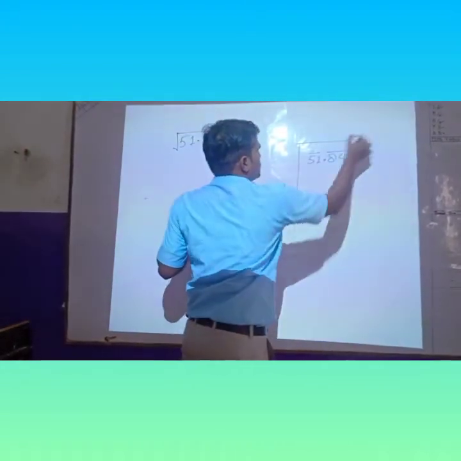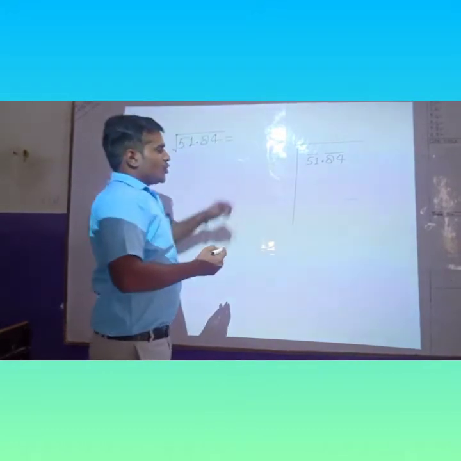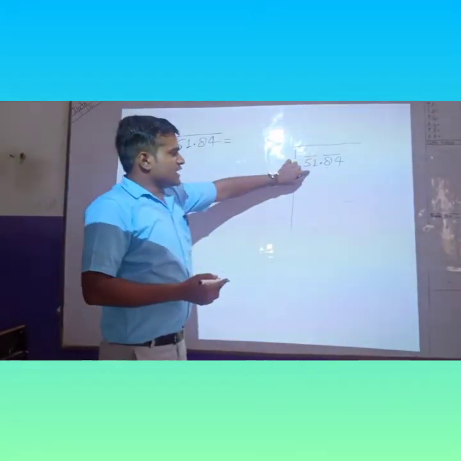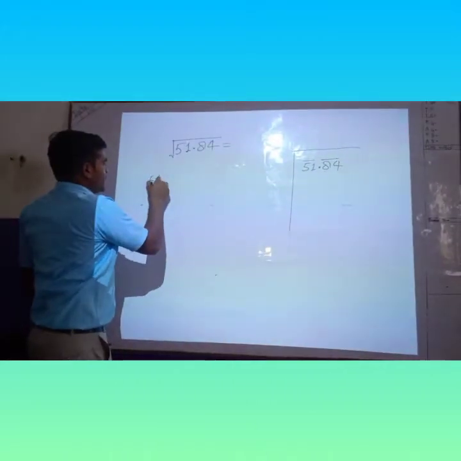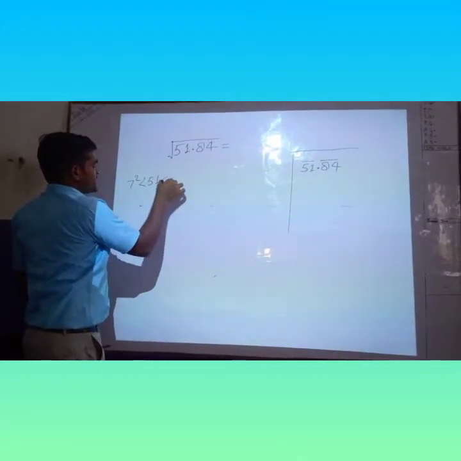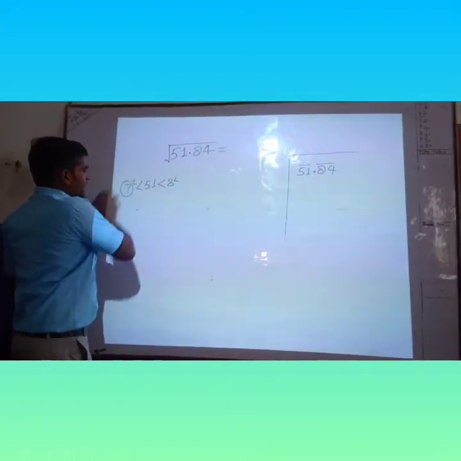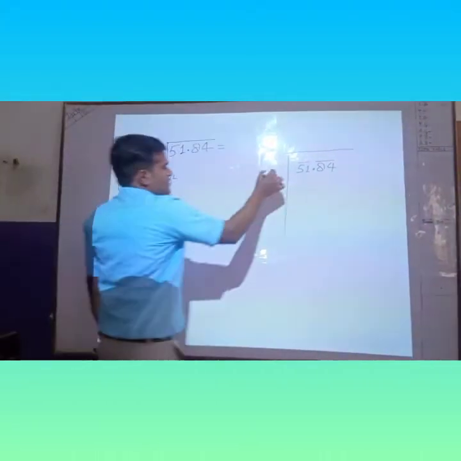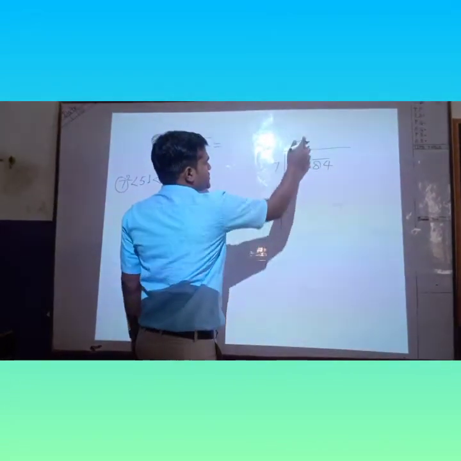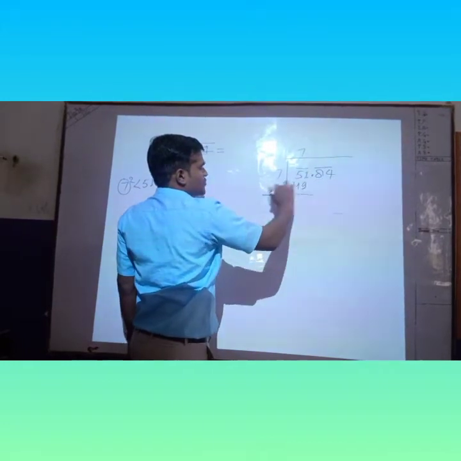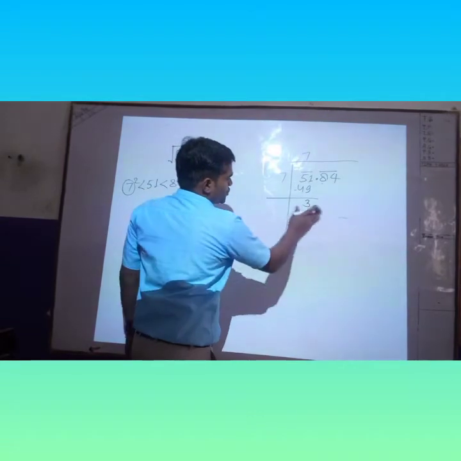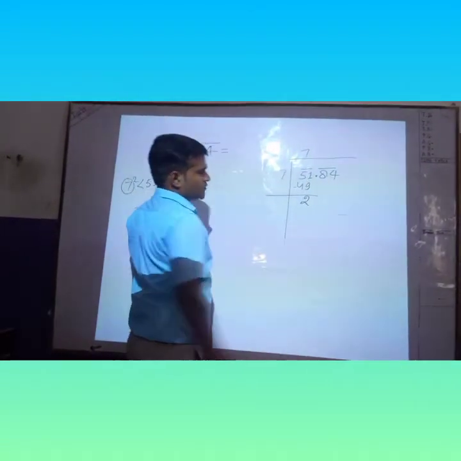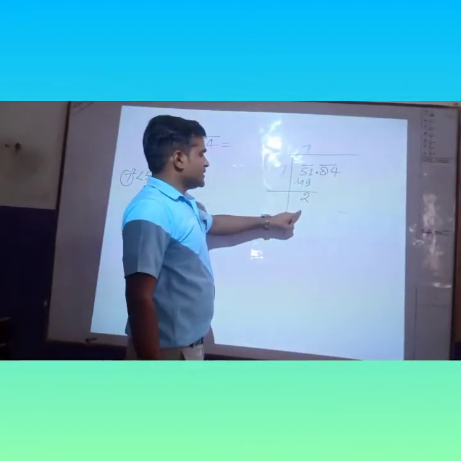Now children, we have to find the number whose square is less than or equal to 51. As we know, 51 lies between the square of 7 and the square of 8. So we choose 7 as a divisor. So 7 times 7 is 49. When we divide 51 by 7, we get a remainder of 2. 51 minus 49 is 2.